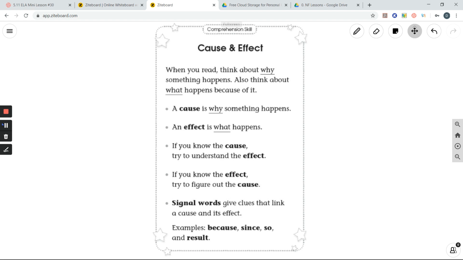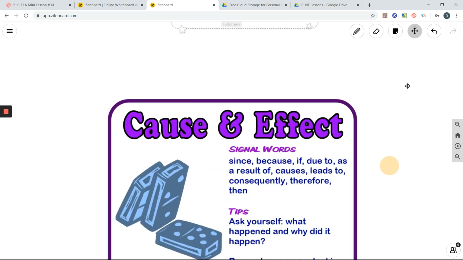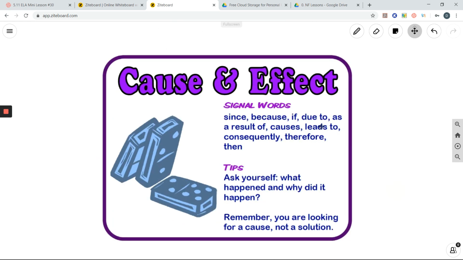Signal words give clues that link a cause and its effect. You can look for examples of signal words such as because, since, so, and result. Some other examples of signal words include due to, as a result of, causes, leads to, consequently, therefore, and then.